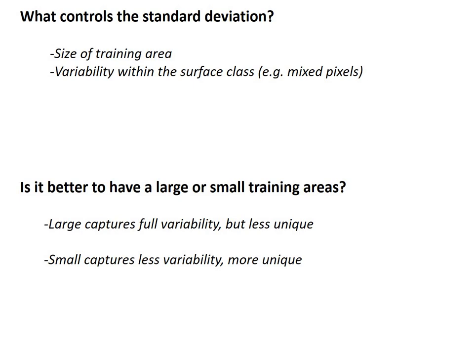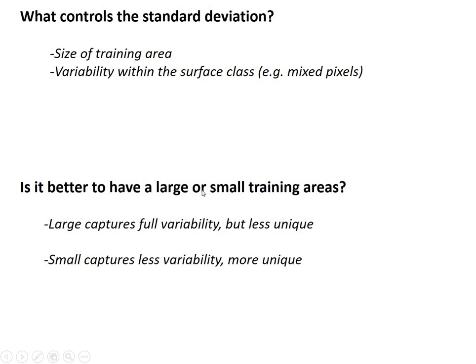Great. So wrapping up here, we've shown that the standard deviation, or the spread on a given spectral reflectance curve, can be controlled by the size of the training area. Right? If you draw a big polygon and you collect pixels from a big area, you may have more variability. But more importantly, it's controlled by the variability within the surface class. How many mixed pixels do you have?